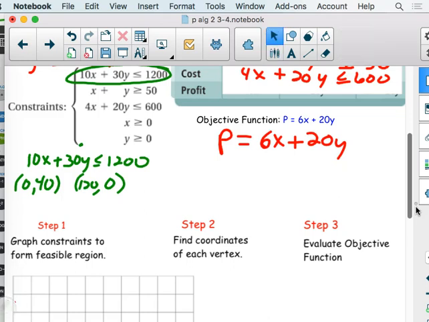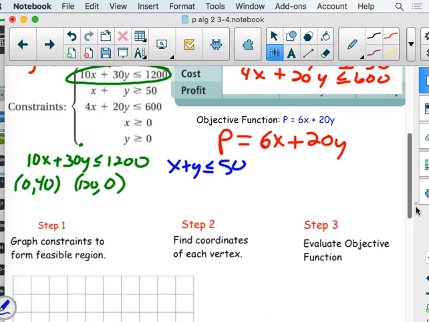Then the next one was our color coding here. X plus y is greater than or equal to 50. Oh, we like doing zeros on those because it goes super duper fast. No t-shirts? How many sweatshirts? 50. No sweatshirts? How many t-shirts? 50. Yeah, those are the nice easy ones. And one more color.